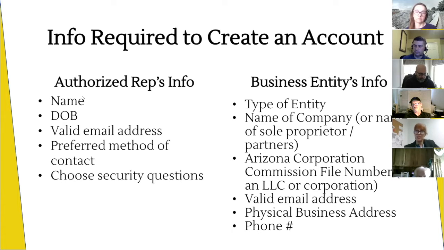Then we need the business entity's information. So the type of entity you're applying as. We'll go over these later, but there are several different types of entities. So if you're a sole proprietor, that is you and your name. Or if it's a partnership, that's your name and your partner's name, or the name of the partnership. Then if you're an LLC or corporation, we would need the name as it appears on the Arizona Corporation Commission and the file number for that entity. Then we need a valid email address for the entity, physical business address, and phone number.